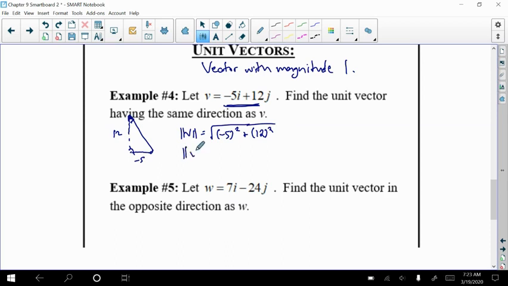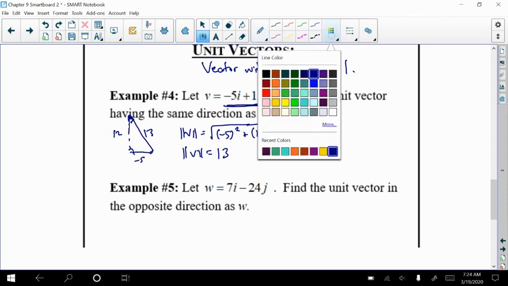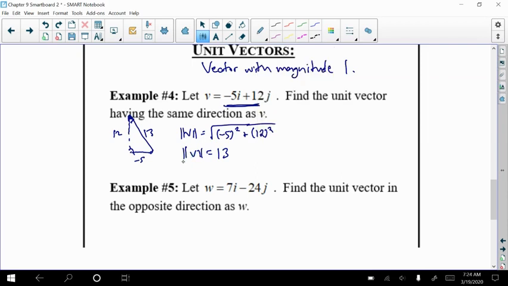Or I could remember from my geometry days, it's a 5, 12, 13 triangle. Okay, so the magnitude is 13. So that is clearly not a unit vector. I would want that value to be 1. So what I'm going to do is take that 13 and scale it down to 1. And the easiest way to scale it down is to divide by 13, because 13 divided by 13 would be 1.